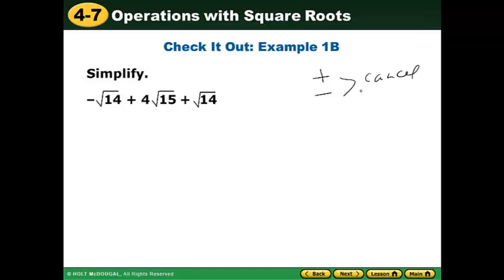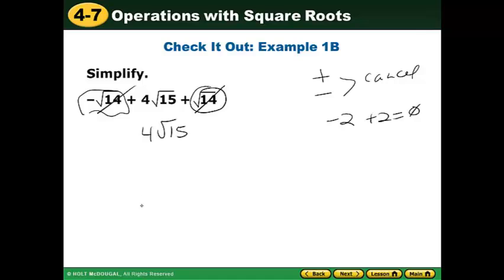Okay, so it was like saying if I have negative 2 and then I add 2 to it, I'm going to get 0. Right? So same case here. If I have negative square root of 14 and I add positive square root of 14, these guys are going to cancel each other out. So I'll be left with 4 square root of 15. Okay, that was very easy, but it looked complicated.